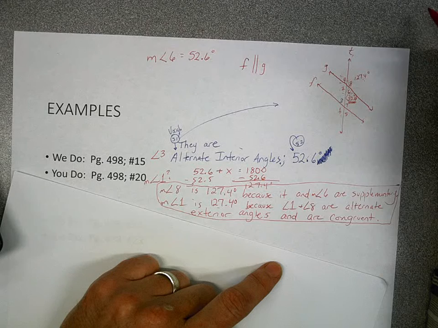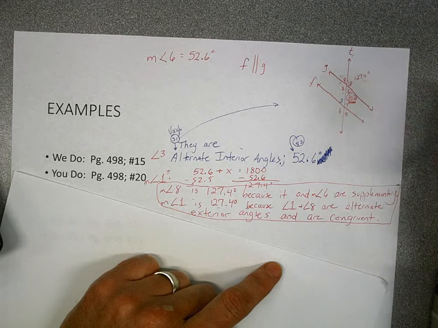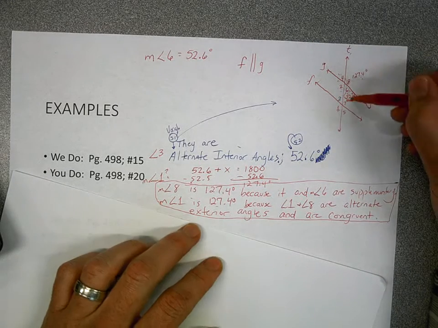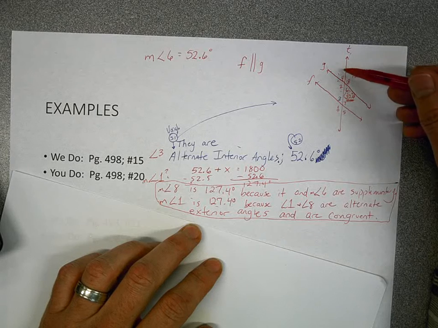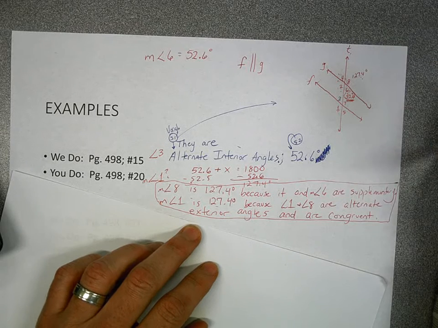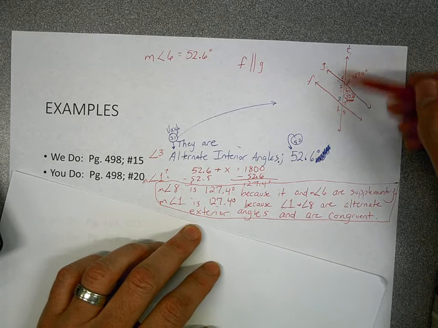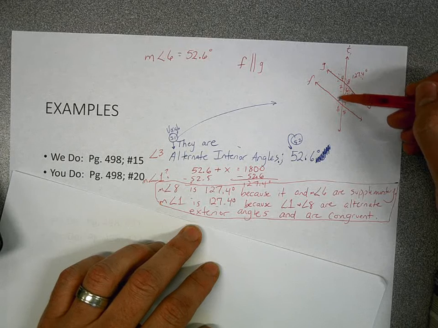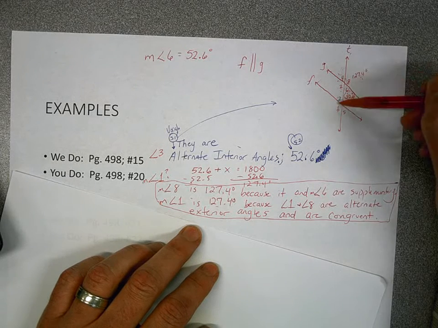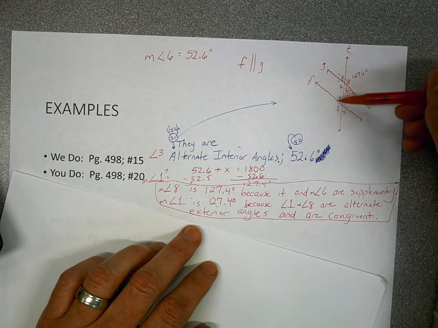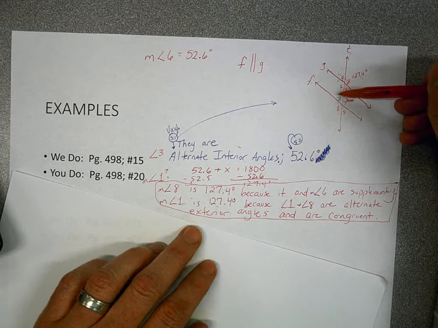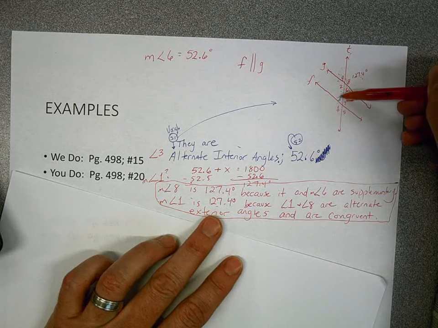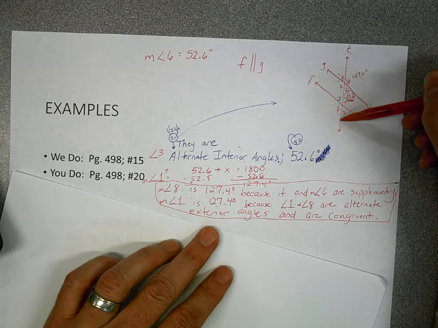You could have said 6 and 4 are vertical, so that means 4 is 52.6. 4 and 3 are corresponding angles, so therefore 3 would also be 52.6. 1 is 127.4 because 3 and 1 are supplementary angles, and so I subtracted.